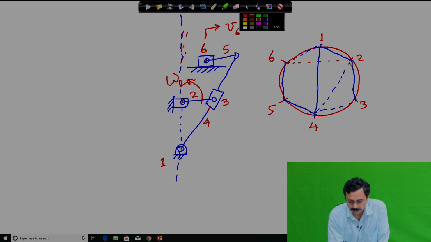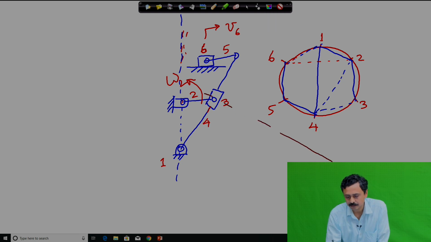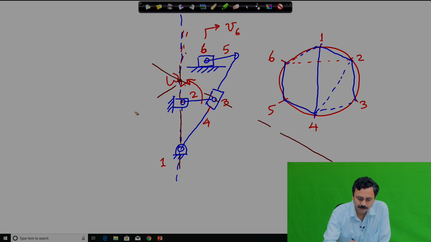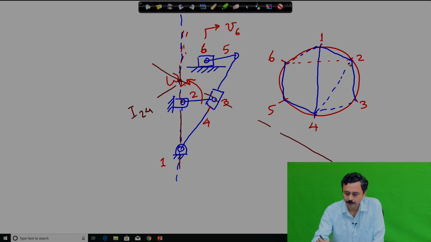Let me try in this diagram with different kinds of colors. So, 2 3 is here and 3 4 is at infinity. So, it is this line, and the other is 1 2 and 1 4. So, it is this. So, this point is I 2 4. So, I have located I 2 4.